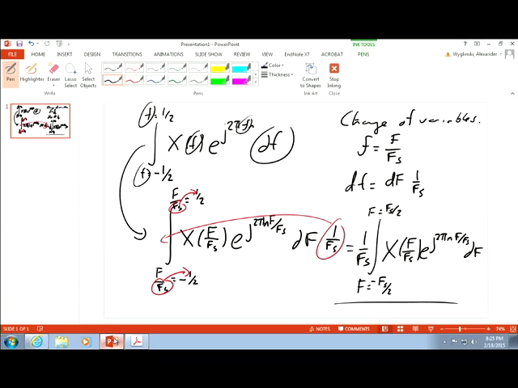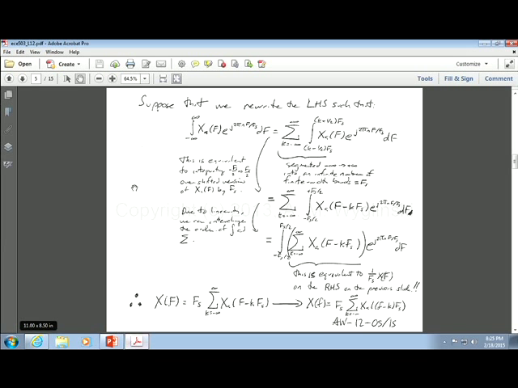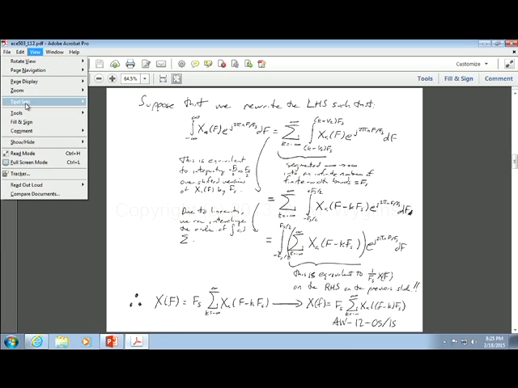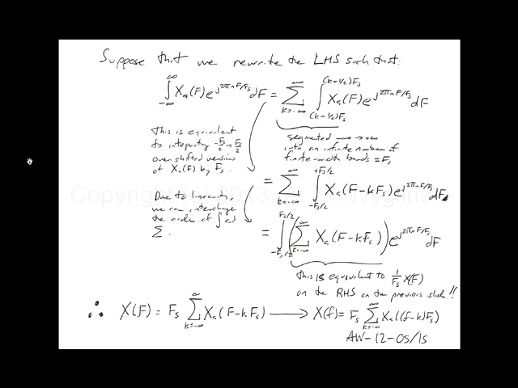Now I want to figure out the relationship of that guy with this guy. Remember, big F has a significance. It means this is the continuous time frequency representation. I want to figure out how the analog, continuous time waveform relates to the discrete time waveform X. In order to do that, I take the left-hand side and do a little trick. I can integrate from minus infinity to infinity X of F, e to the j 2 pi n F over Fs, dF.